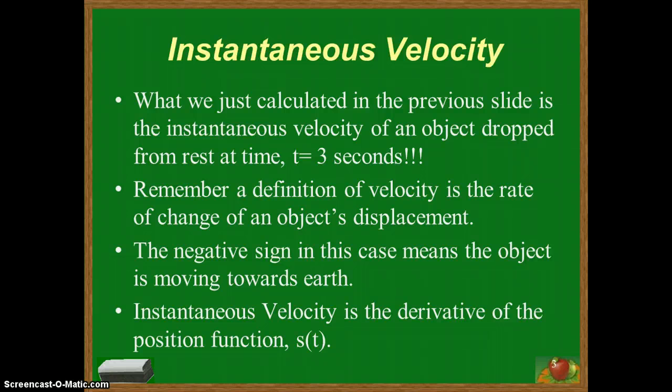What we just calculated here is the instantaneous velocity of an object dropped from rest at time t equals 3 seconds. Remember that our definition of velocity is the rate of change of an object's displacement. In other words, how fast is your displacement changing? The negative sign in this case just means the object is moving towards Earth. If it was moving away from Earth, it would be a positive sign. Instantaneous velocity is the derivative of the position function s of t.